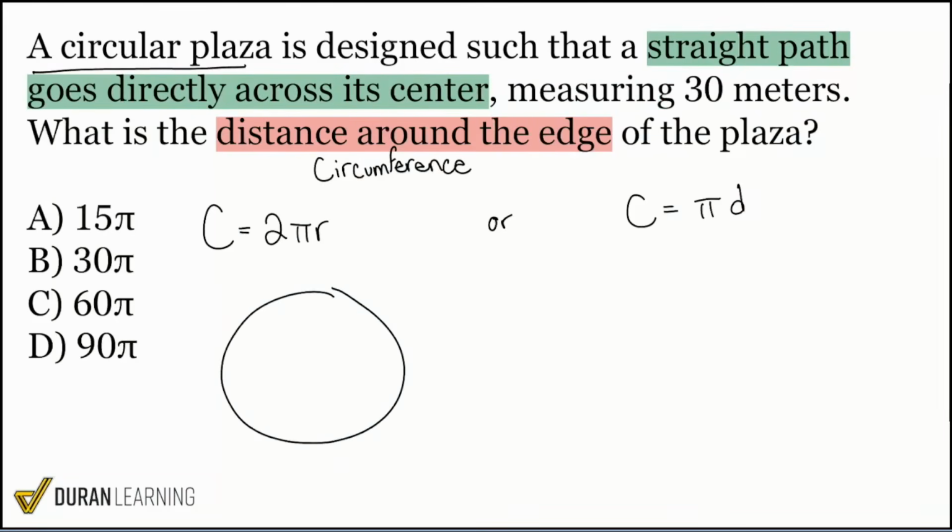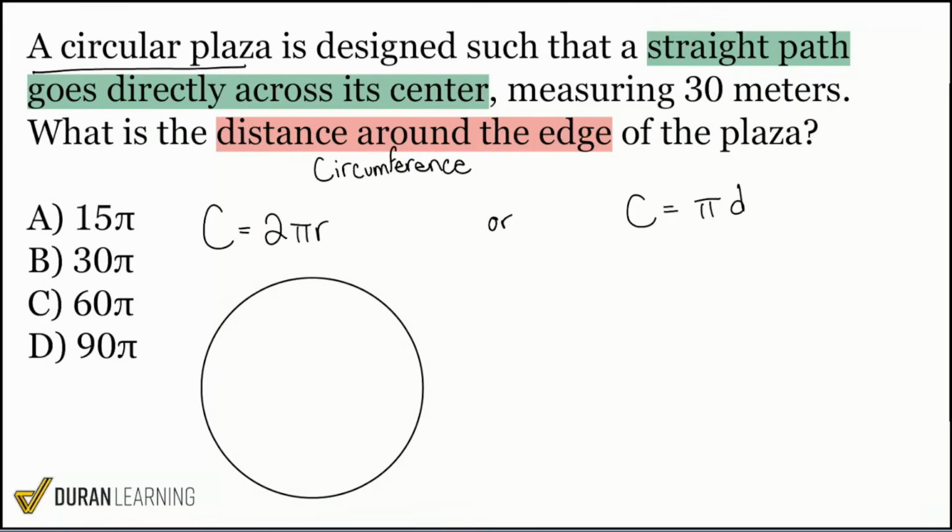Let me go ahead and draw a little circle. And let's say it has a straight path that goes directly across the center. Everybody, by definition, what is that called? If you go from one edge of the circle to the other, going through the center, yeah, that's diameter all day long. So now that we know we are given the diameter and it measures 30 meters, we can be pretty happy. We have diameter equals 30, again, going all the way through.